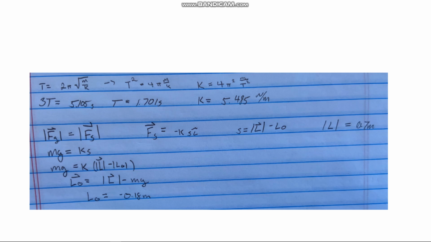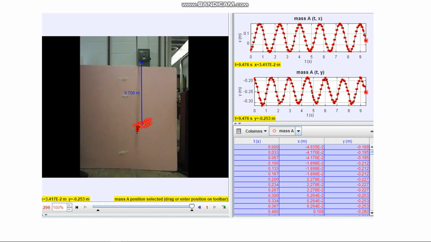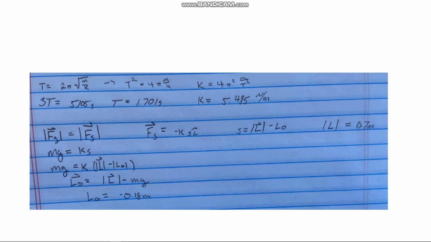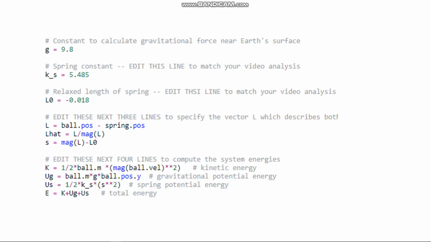Then the next thing that we had to do was actually calculate a couple things. One would be the k constant using the period, and then the other would be the base length of the spring. And I did this by applying the period is equal to 2 pi the square root of m over k, and using the previous graphs, I measured the period. And once I did that, I recalculated it to find a k value of 5.485. And then using force balance, you can find what the normal length of the spring is after you find that spring constant.